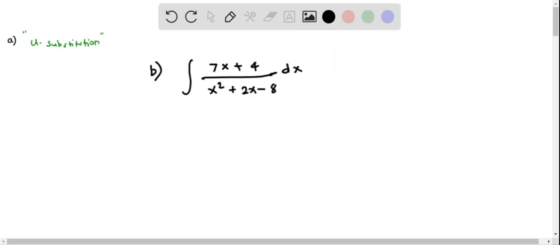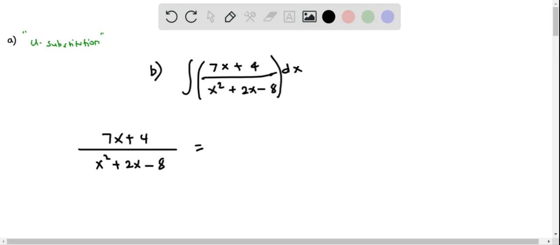In part B, the expression inside the integral is 7x plus 4 divided by x squared plus 2x minus 8, and then we have dx. This expression basically is a rational expression. We can rewrite this as a sum of partial fractions, that is 7x plus 4 divided by x squared plus 2x minus 8. We can write this as A divided by, first we have to do the factorization of this expression. So let's do it here.